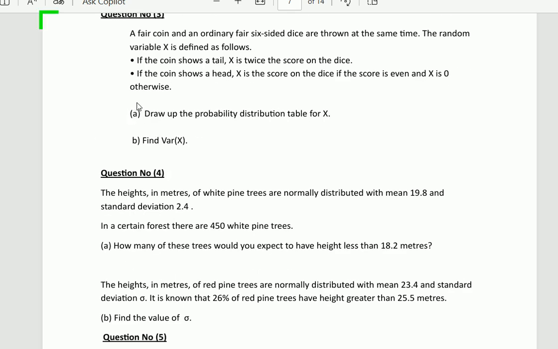Part A is, draw the probability distribution table for X. Part B is, find the variance of X.